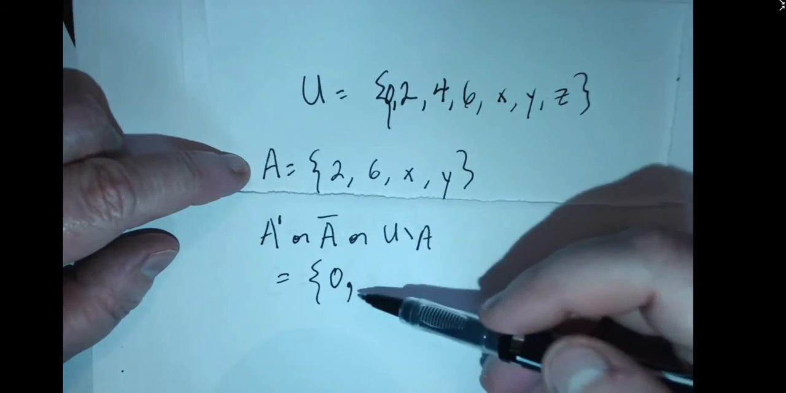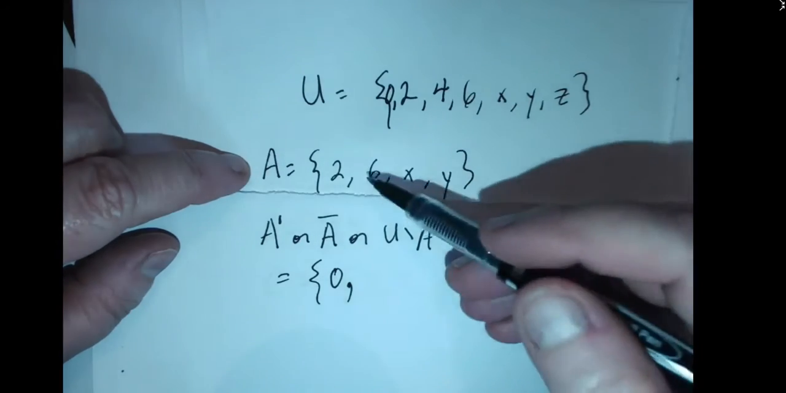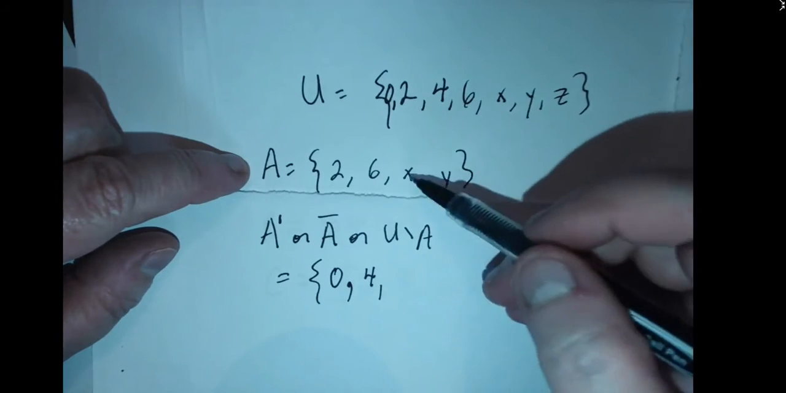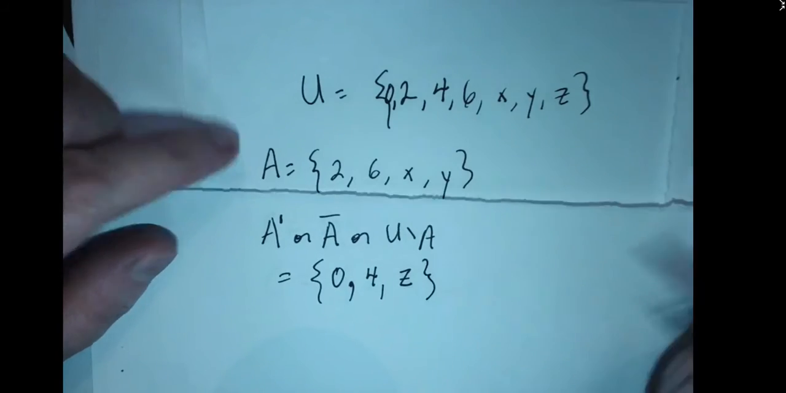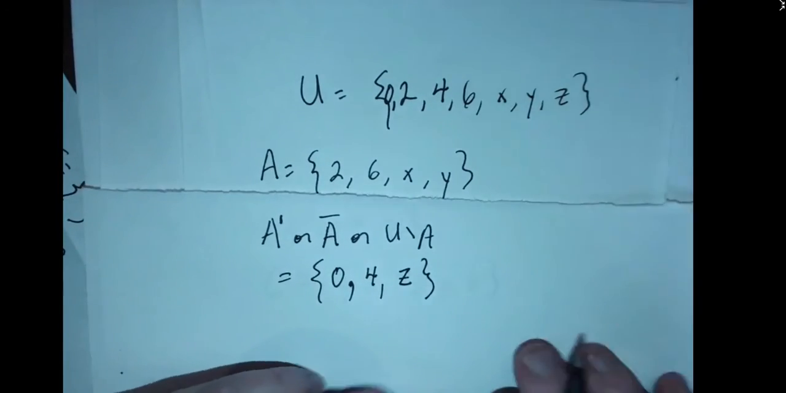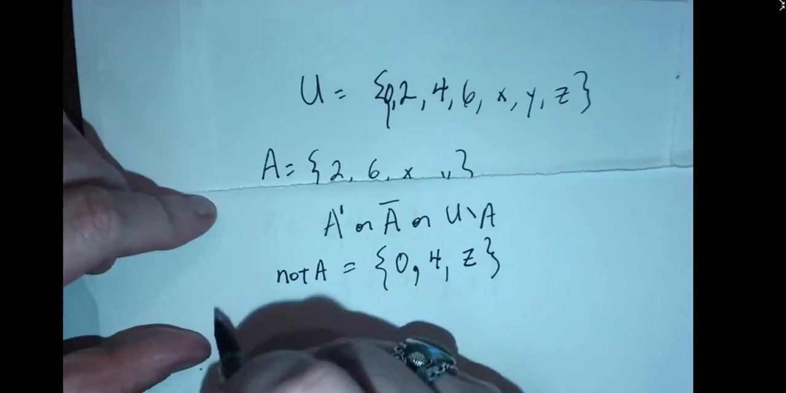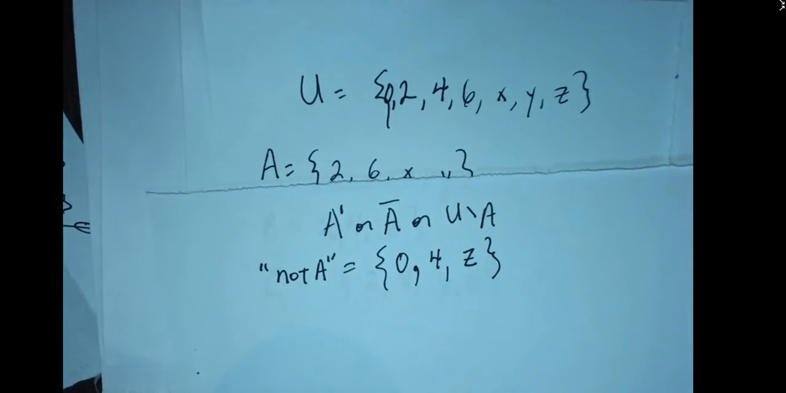2 is in A, so don't include that. I only want the stuff that's not in A. 4 is not in A. 6 is in A, so that's not included. X is in A, Y is in A. Z is not in A. So when you think of complement, think not A. That's what you should think of. Okay.